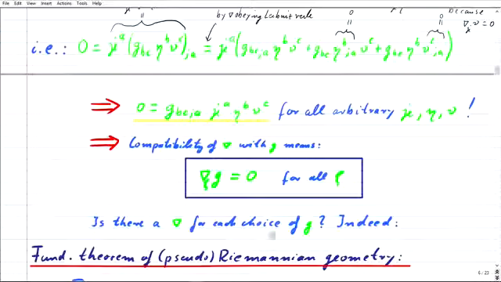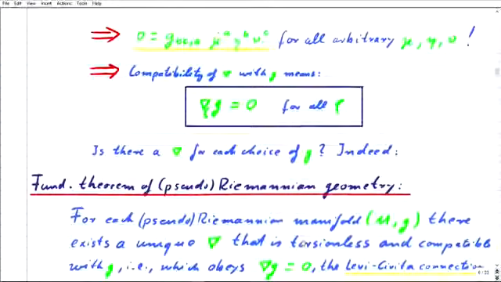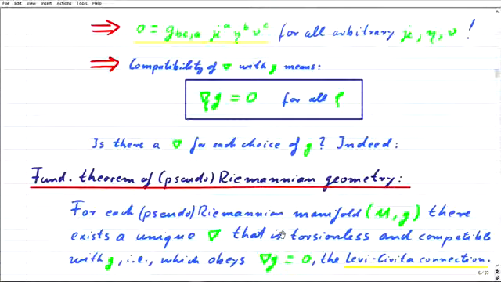Indeed, that's the fundamental theorem of pseudo-Riemannian geometry. It says that for every pseudo-Riemannian manifold given by a differentiable manifold plus a metric, there exists a unique affine connection that is torsionless. We want that for general relativity, and that is compatible with the metric in the sense that the parallel transport is leaving the relative angles and lengths of vectors invariant. That affine connection is called the Levi-Civita connection.